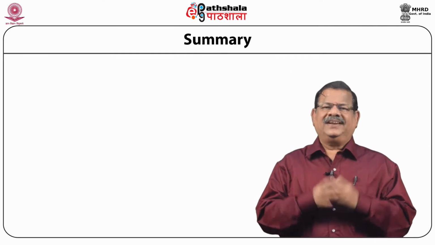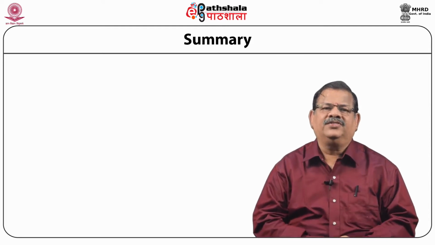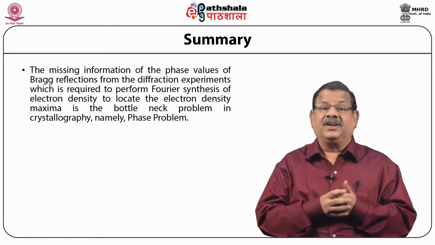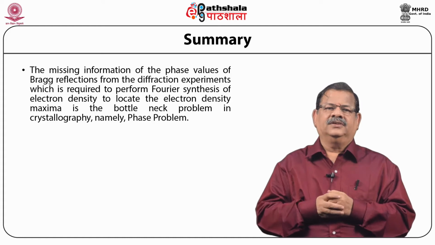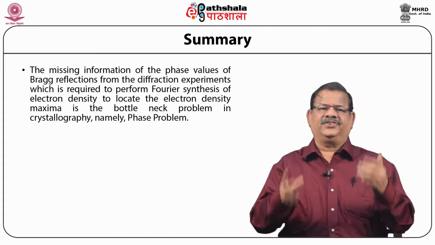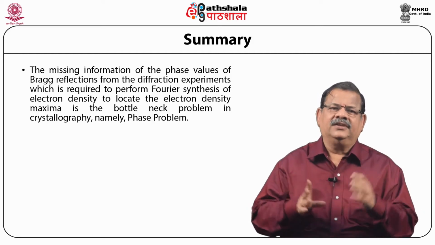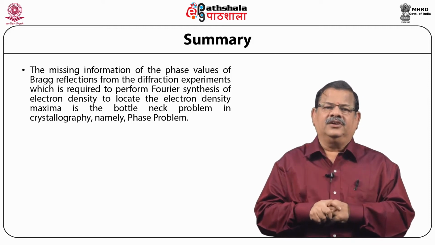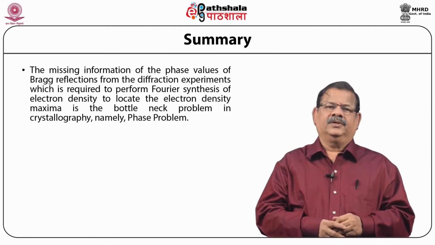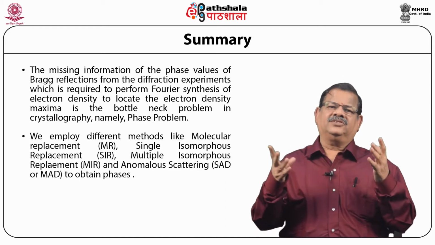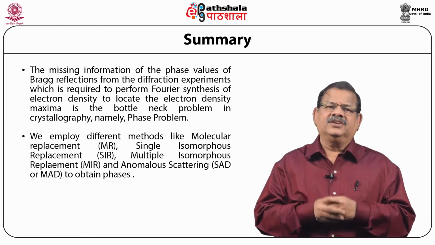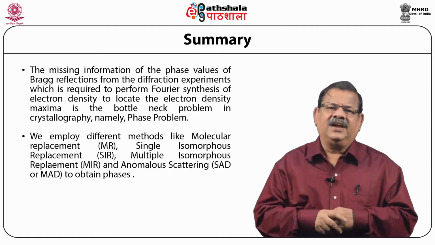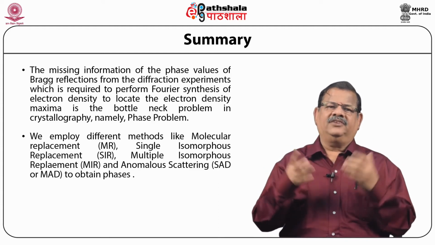So students, let us summarize what we have learned so far in this module. The missing information of the phase values of Bragg reflections from the diffraction experiments, which is required to perform a Fourier synthesis of electron density to locate the electron density maxima or the atomic sites, is a bottleneck problem in crystallography known as the phase problem. We have seen that different methods like molecular replacement, single isomorphous replacement, multiple isomorphous replacement, and anomalous scattering methods could be used to obtain the phases.